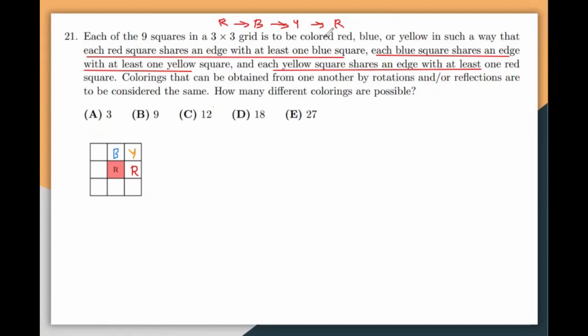But let's continue. We are now at a red, so we need a blue next to it. When you look at this one, there is no blue next to this red, which means this must be blue. There are no other ways, because we need at least one blue next to R. Then after the blue, we need a yellow next to it, but this blue doesn't have a yellow, which means this has to be yellow as well. That is also forced, which is good, because so far we have only one fixed coloring when you start with R in the middle. Let's see if we can finish the rest easily as well.